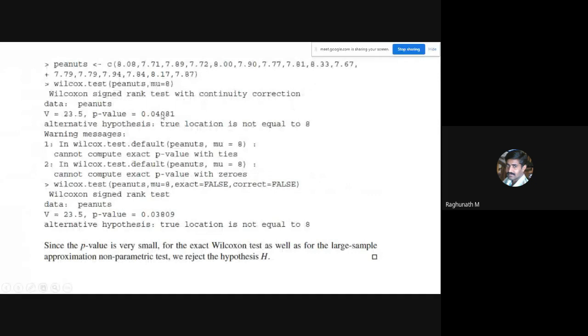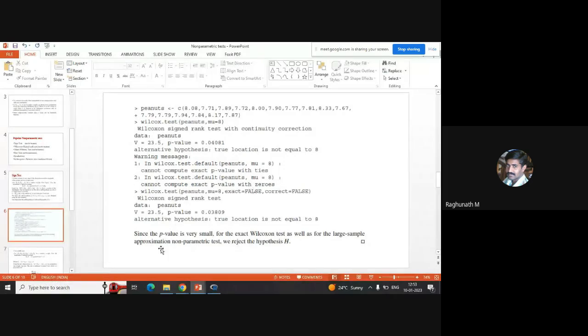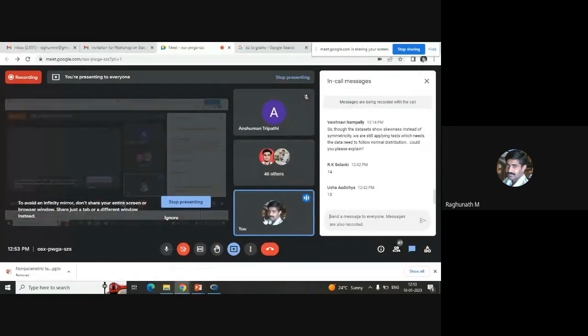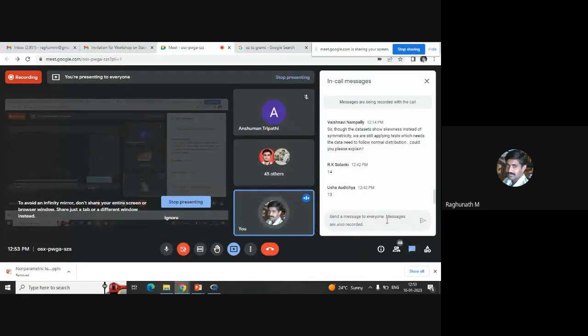So the best one is this peanut data. I have that data set. Quickly I will share that one in the chat box. I think all of you can use that one, and we can run a program for it. Just let me share that one.